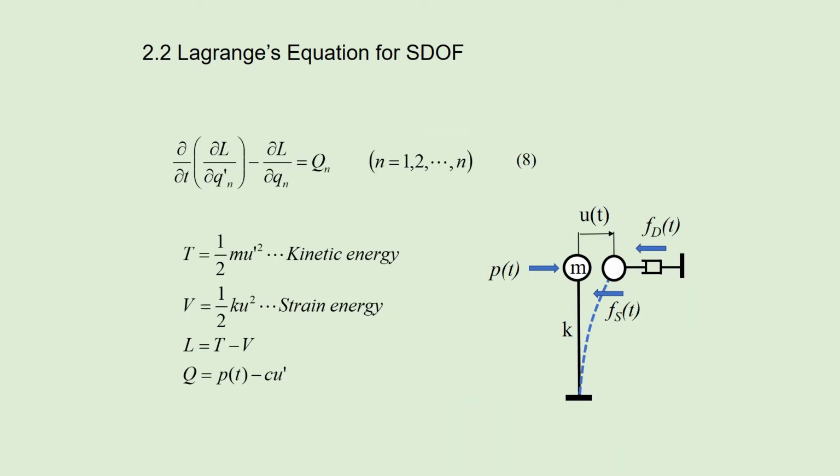Next, let me explain how to formulate the dynamic equation using Lagrange's equation for SDOF. This is the basic equation for SDOF, n equals 1. T is the kinetic energy, V is the strain energy, L is the Lagrange function, and Q is the non-conservative forces, which consist of the external force P(t) and the damping force minus C u dot.